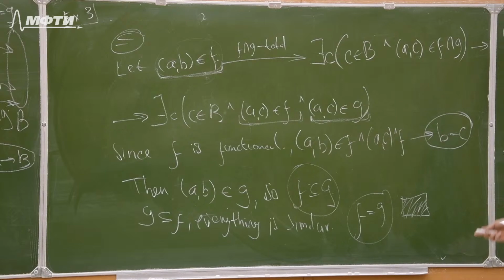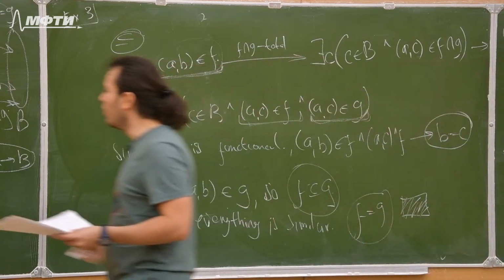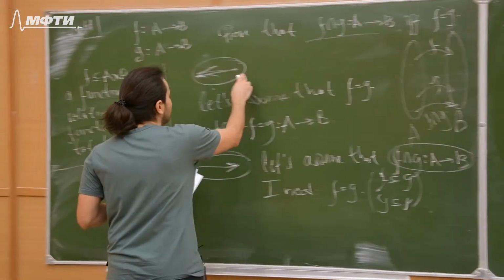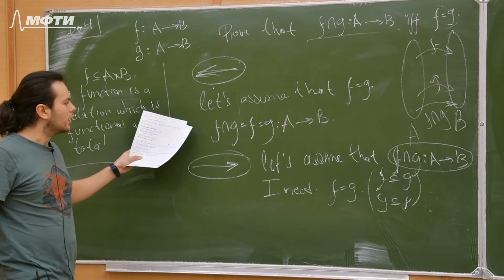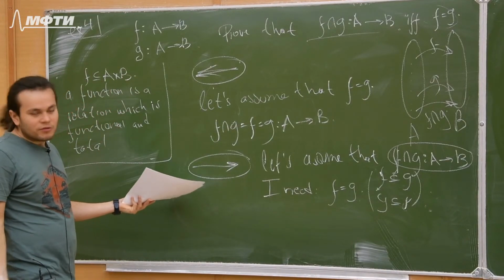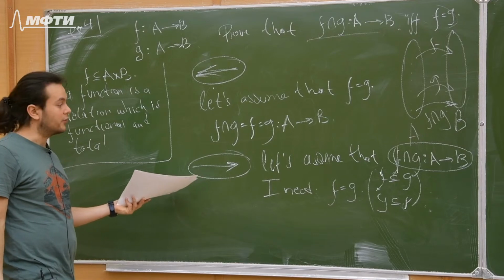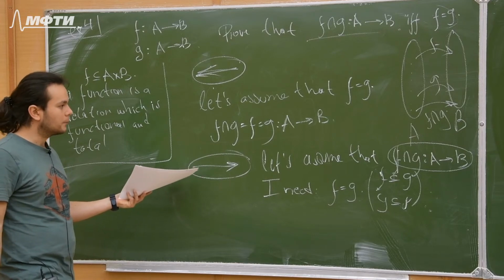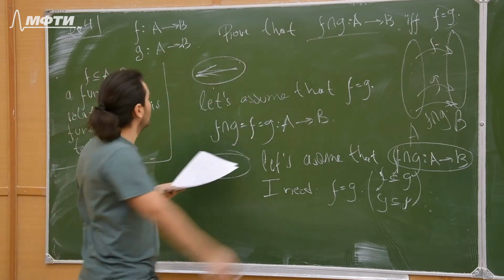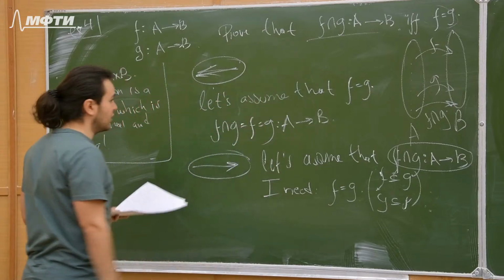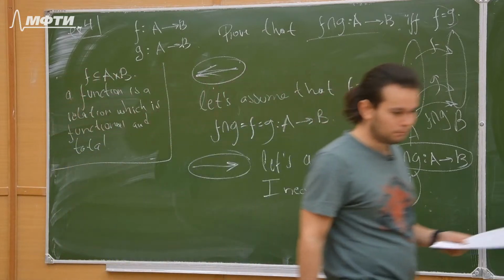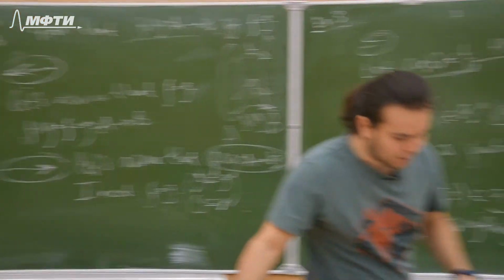So we proved both directions here. This direction was very easy, right? And this one, well, not complicated at all, right? And that's it. So we finished with exercise 4. Let's move to exercise 5.